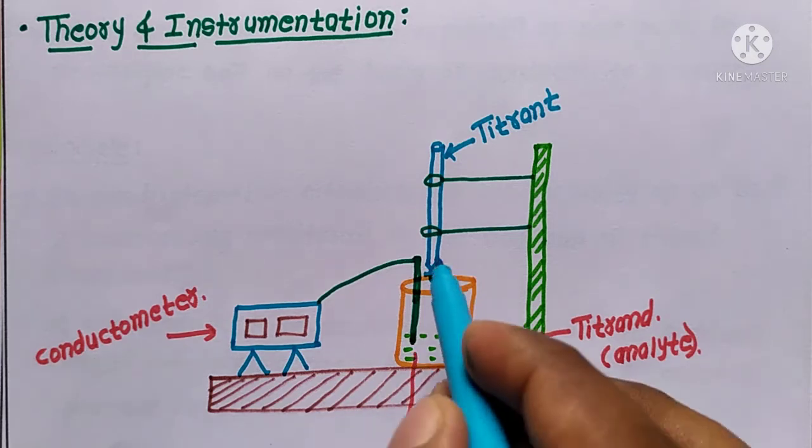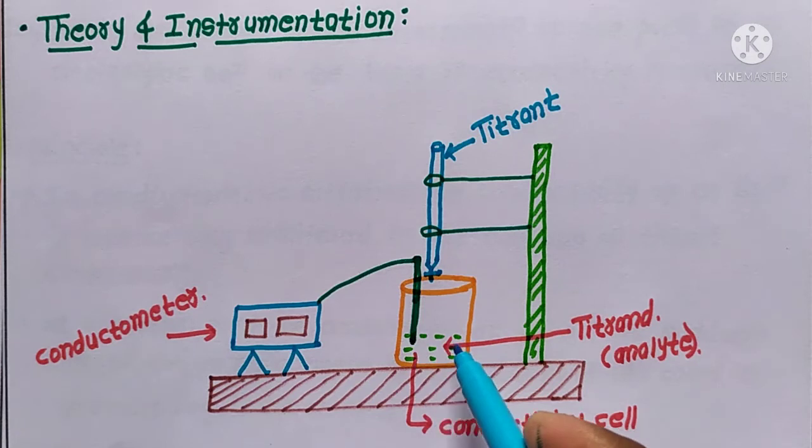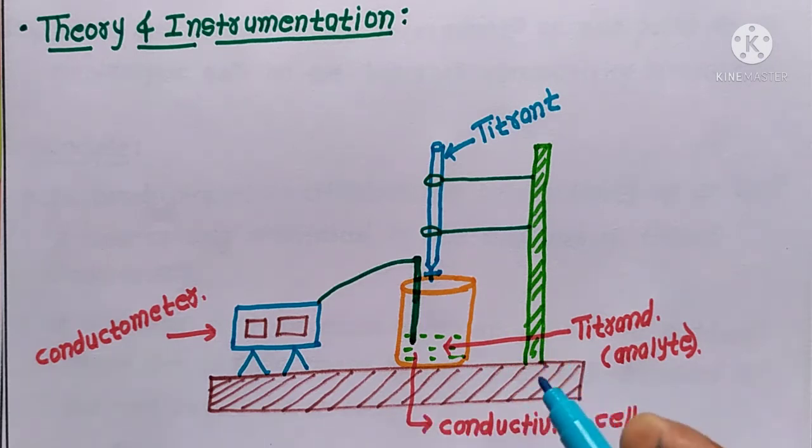If the fast moving ion replaces the slow moving ions inside the solution, then the conductivity of the solution increases. On the other hand, if the slow moving ion replaces the fast moving ion, then the conductivity of the solution decreases. Now from this measurement we can determine the concentration of the unknown solution, because the conductivity mainly depends upon the number of ions present inside the solution.